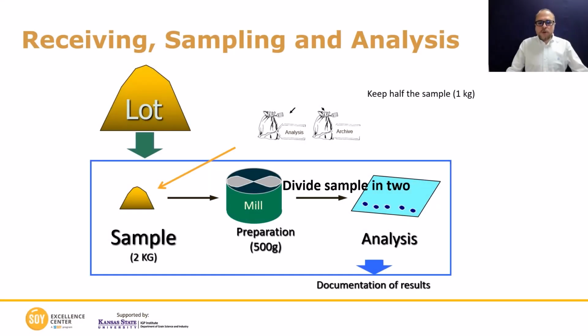Here in this slide, we pretty much summarize how the whole process of receiving, sampling and analysis will take place. You have a lot. It could be many types of lots like we talked about earlier on. You take different subsamples and then mix them together to create that representative and composite sample of at least 2 kilos. Then you divide that sample in two, keep one for analysis, one for storage in the archives. You prepare that sample in order to do the different types of analysis, and then you document the results of the analysis in order to know what is the quality of that overall feed ingredient that you receive from that lot.